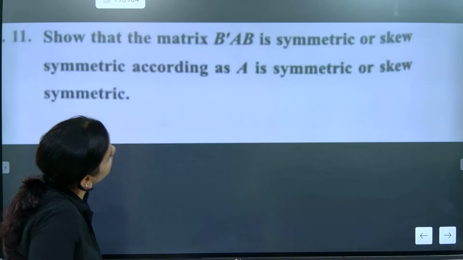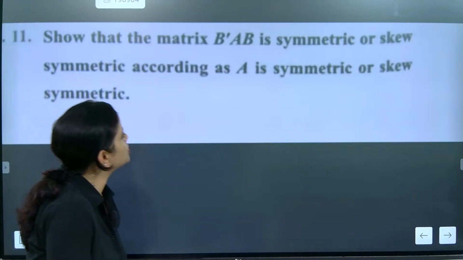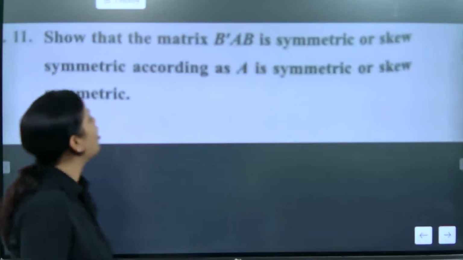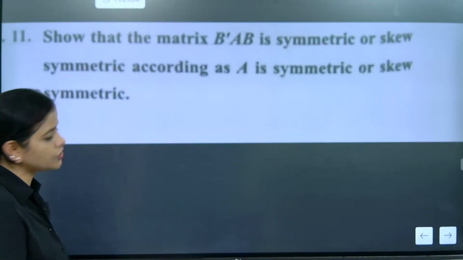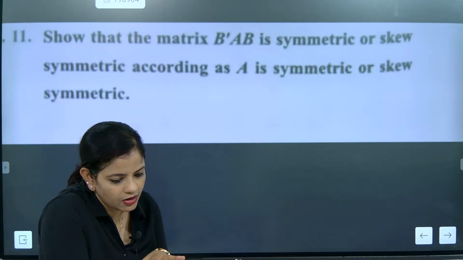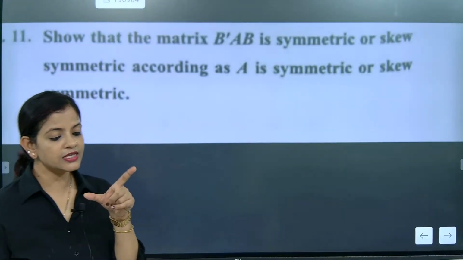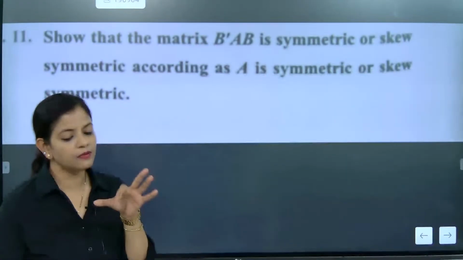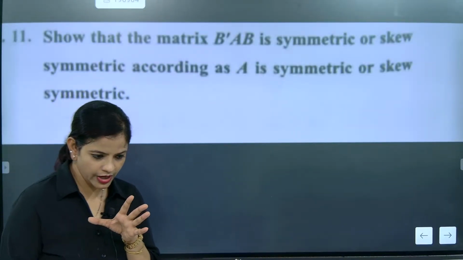I have given only one piece of information: whether the matrix B transpose AB is symmetric or skew symmetric depends on whether A is symmetric or skew symmetric. The total deal is with A. Remember this one. If A is symmetric, the entire expression is symmetric. If A is skew symmetric, the entire expression will become skew symmetric. This is exactly what it is asking for. So let's go for it and check this one out.